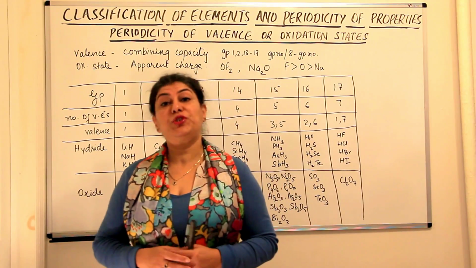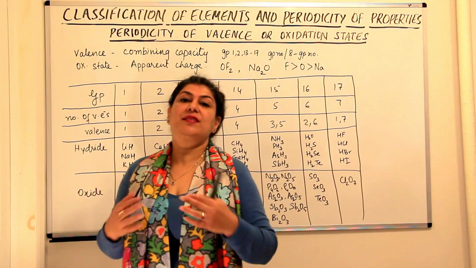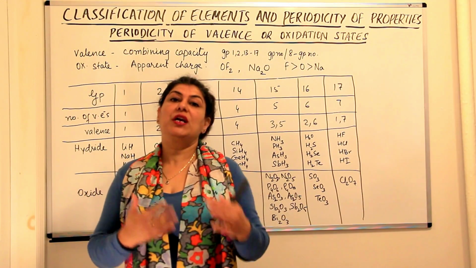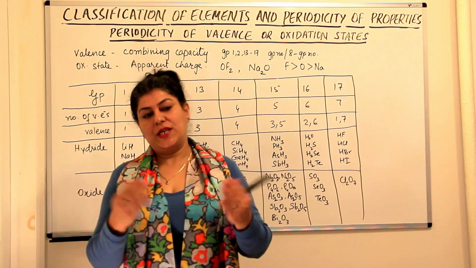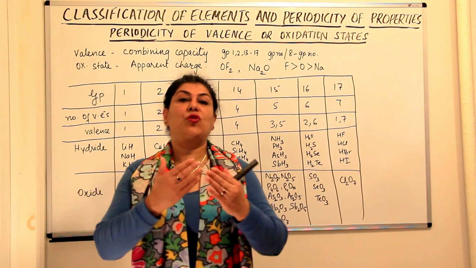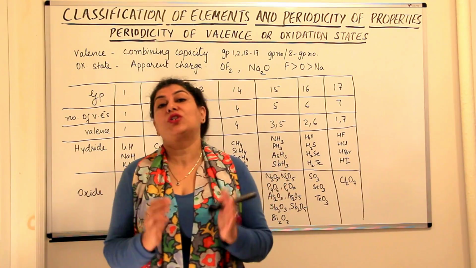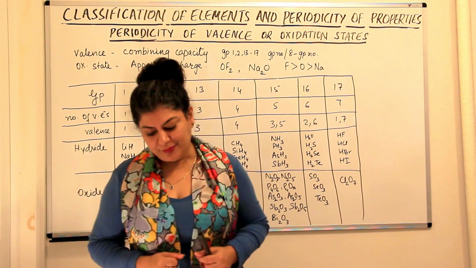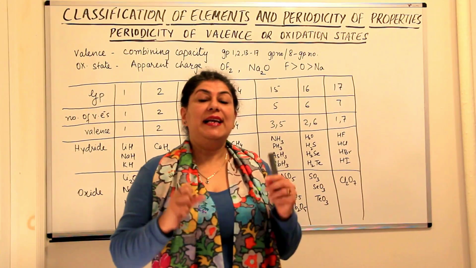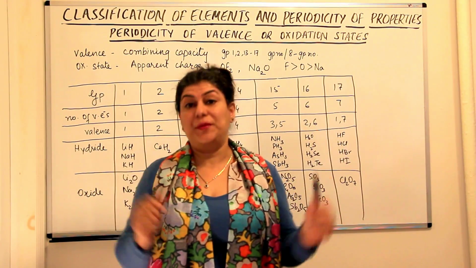And there's a third option: they combine with each other and share certain pairs of electrons in order to acquire the octet. The shared electrons are counted as electrons of both atoms, and hence they contribute to completing the octet of both atoms. Well, that having been said, let us see what this combining capacity is in the periodic table.